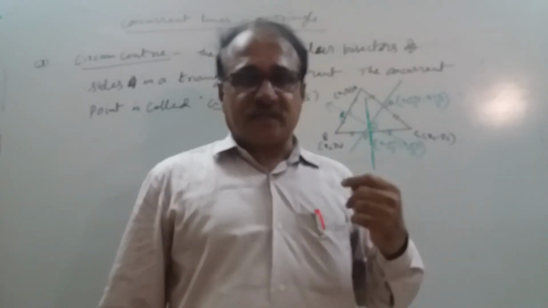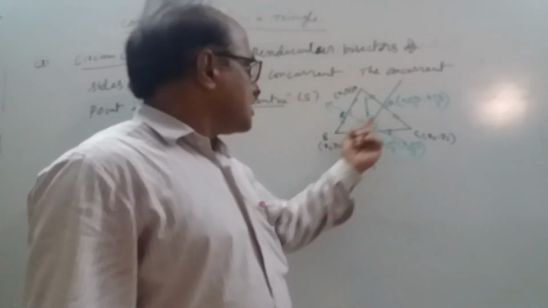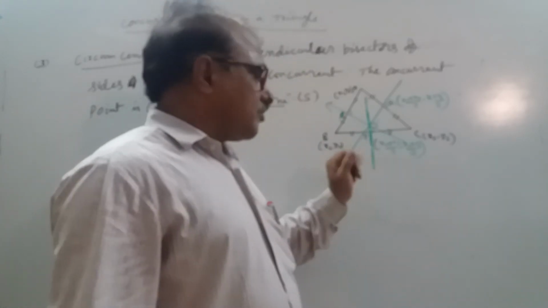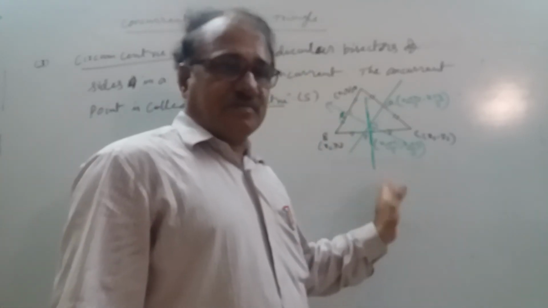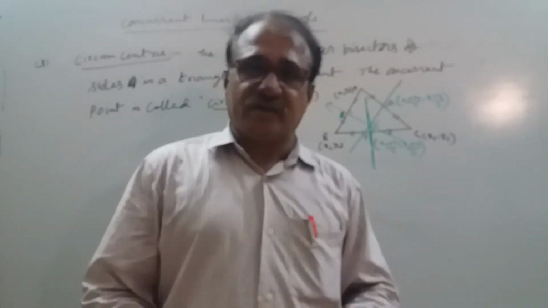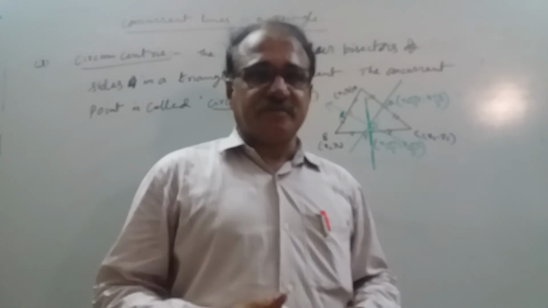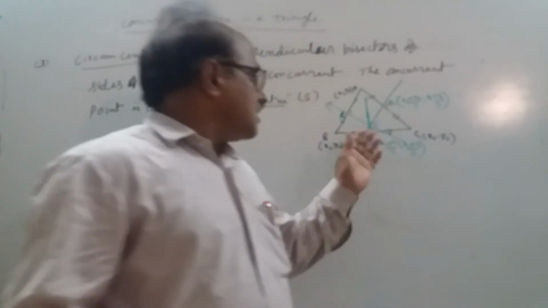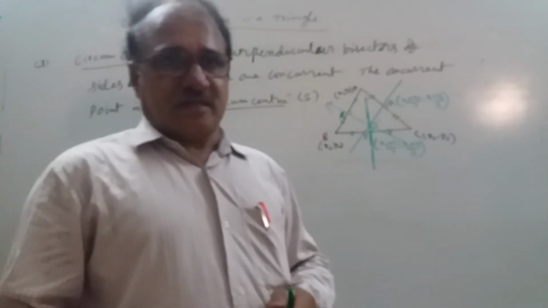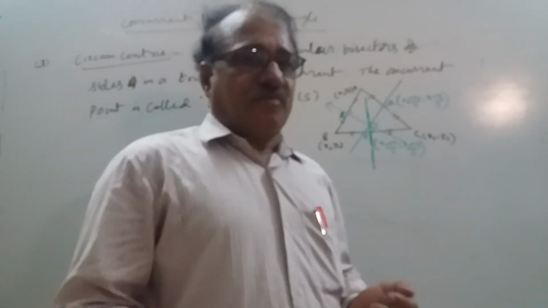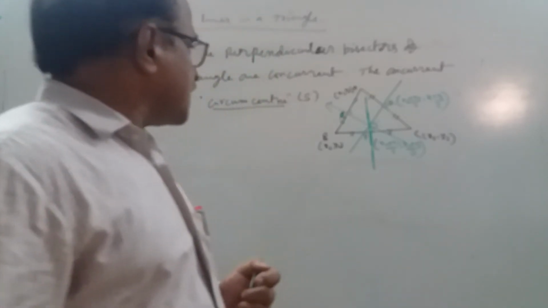Since these two are perpendicular to each other, similarly we can find the slope of QS. Using the slope-point form, since it passes through point P, we can find the equation of PS, and similarly the equation of QS. The intersecting point is nothing but S. By using that logic we can find the circumcenter S.